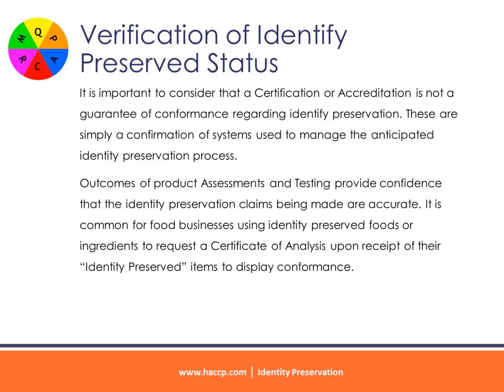It is important to consider that a certification or accreditation is not a guarantee of conformance regarding identity preservation. These are simply a confirmation of systems used to manage the anticipated identity preservation process. Outcomes of product assessments and testing provide confidence that the identity preservation claims being made are accurate. It is common for food businesses using identity-preserved foods or ingredients to request a certificate of analysis upon receipt of their identity-preserved items to display conformance.